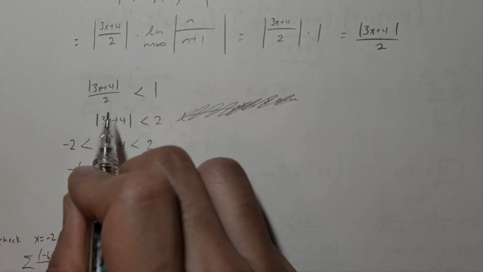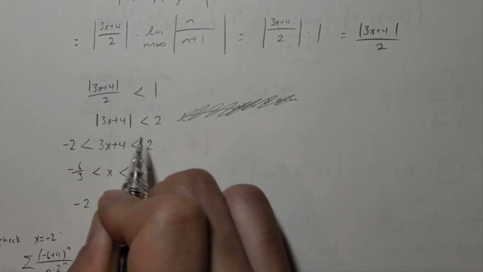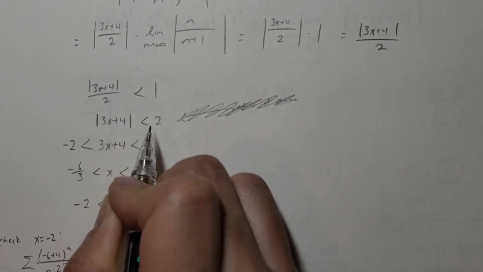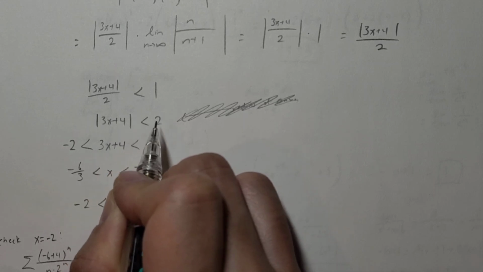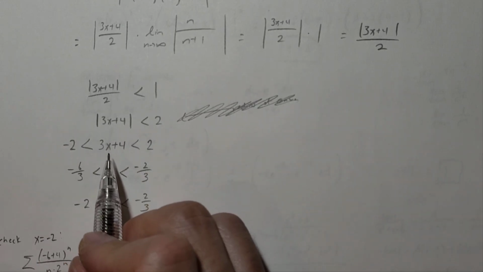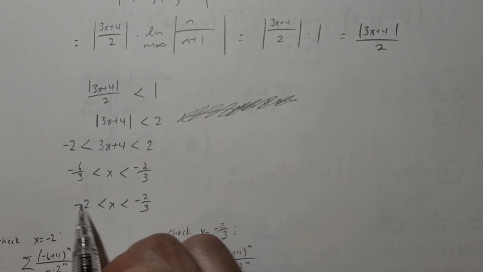And then here, to break this inequality up, you keep it as is for one side. The other side, you flip the inequality. So instead of less than, it's greater than, and you put a minus sign here. So greater than negative 2, or you can write it like this, okay? And then you go through the motions of solving for x, so minus 4 everywhere, and then divide by 3. You should get this, okay?